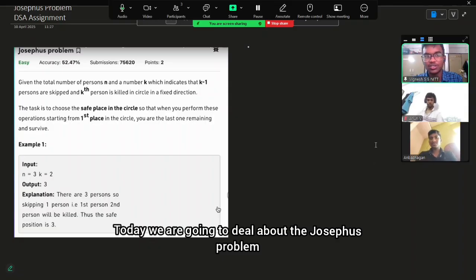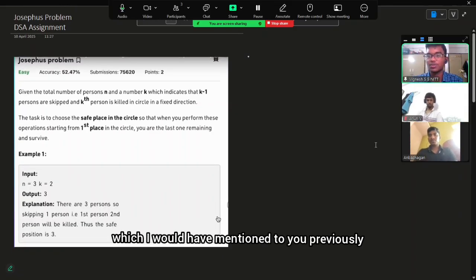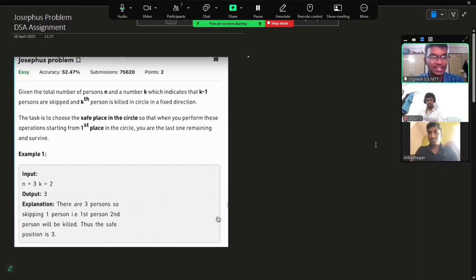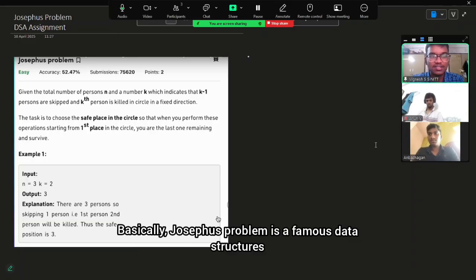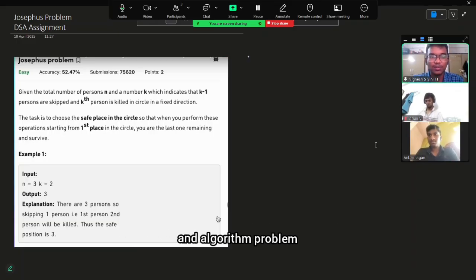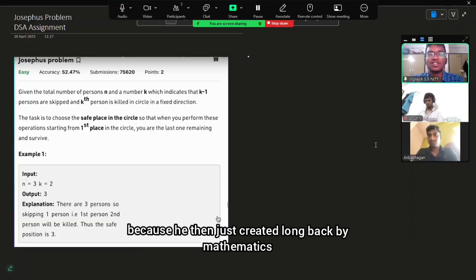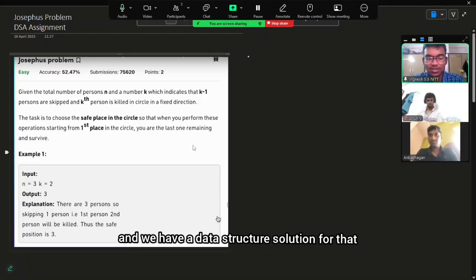Today, we are going to deal with the Josephus problem, which I would have mentioned to you previously. Basically, the Josephus problem is a famous data structures and algorithm problem, which was created long back in mathematics, and we have a data structure solution for that.